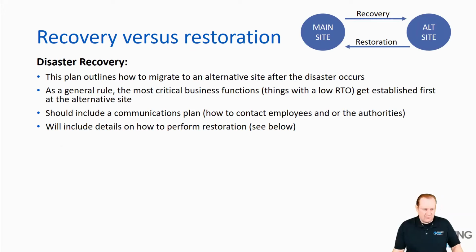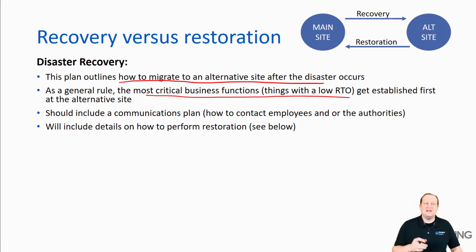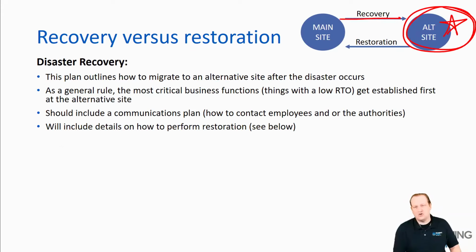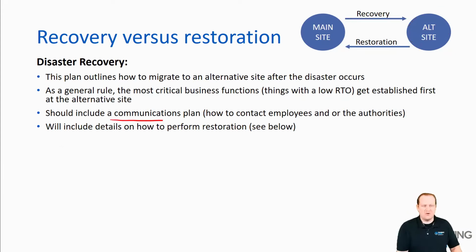Now, disaster recovery outlines how to mitigate or migrate to an alternative site after a disaster occurs. As a general rule, the most critical business functions, things with our lowest recovery time objective, need to get established first. So the most critical things get started up at your alternative site first when you are doing recovery. We should also have a communications plan factored into this disaster recovery plan that tells people how to contact employees, how to contact the authorities, and so forth as needed.